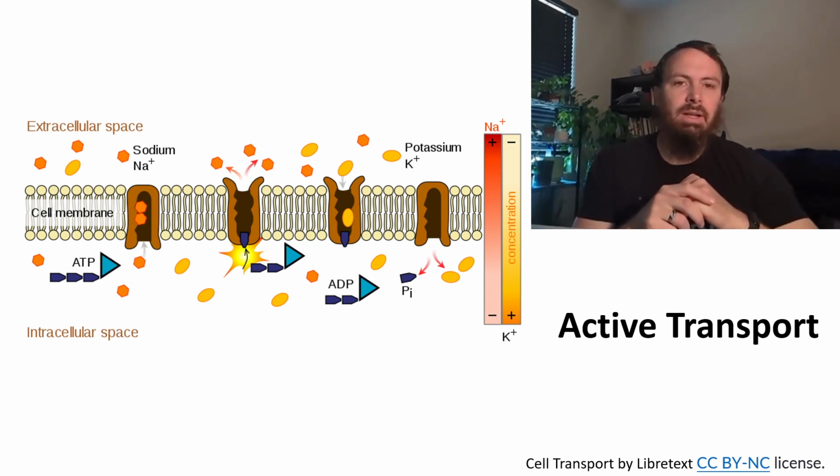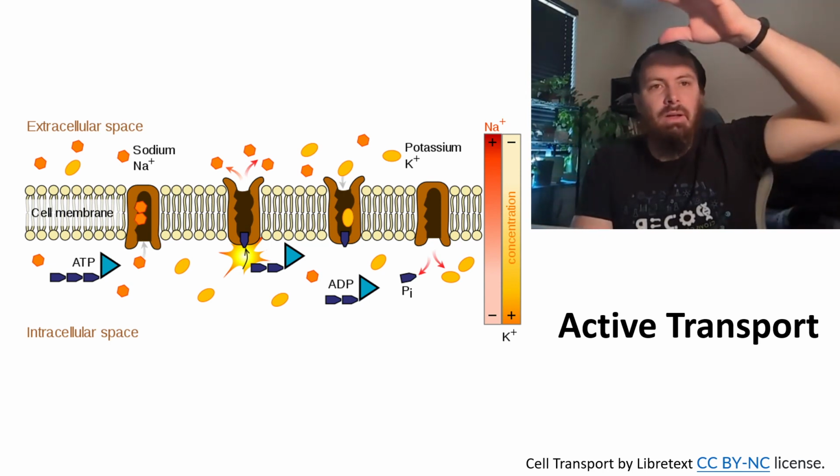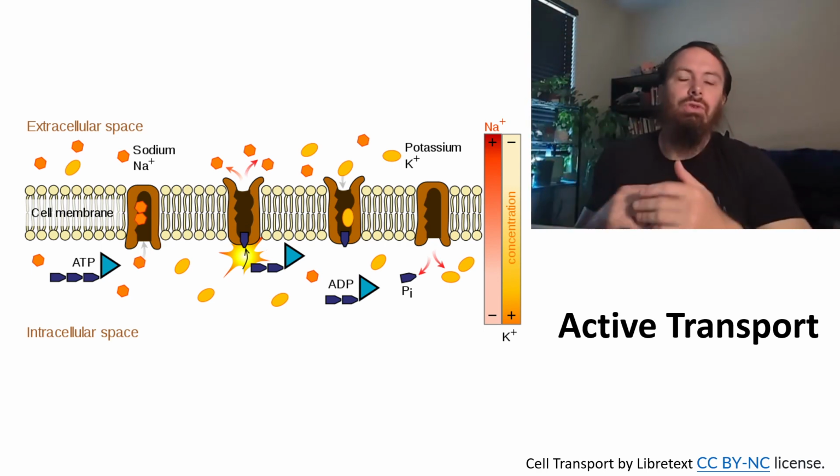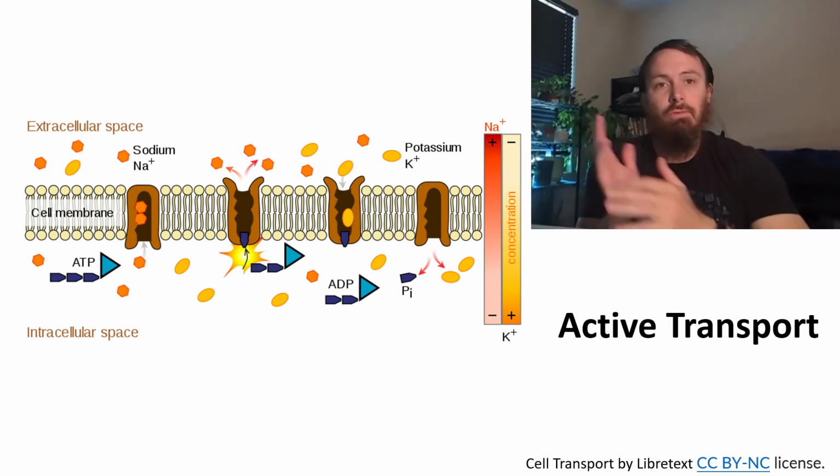One way to think about it is if there's a rock on top of the mountain, it can just fall down the mountain. It can just roll down. It doesn't require any energy. But if you want to move it back up the mountain, you have to physically push it back up, and that takes energy from you. Active transport is pushing the rock back up the mountain.